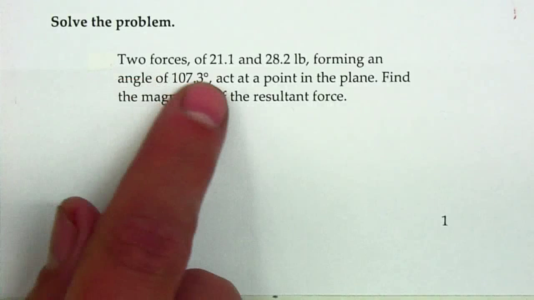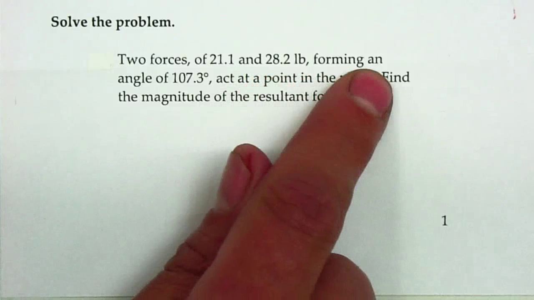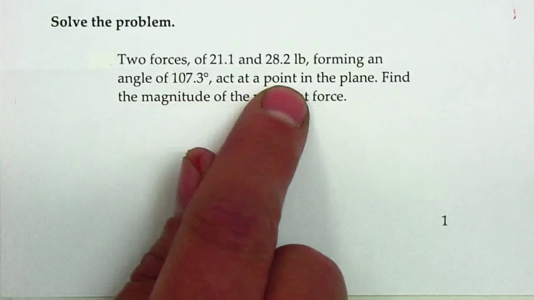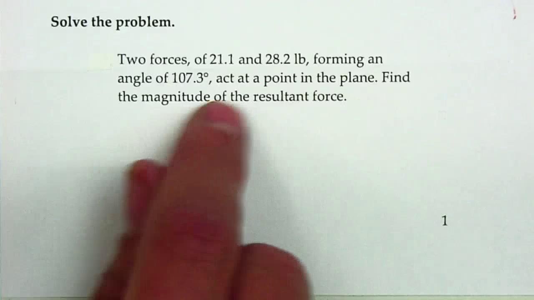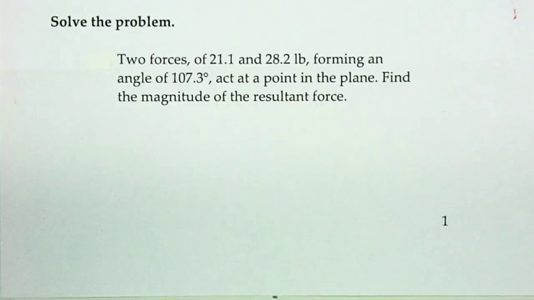Two forces of 21.1 and 28.2 pounds form an angle of 107.3 degrees between them, and they both act on a point on a plane. We need to find the magnitude of the resultant. Whenever they give you two forces, I prefer to make my first force horizontal.